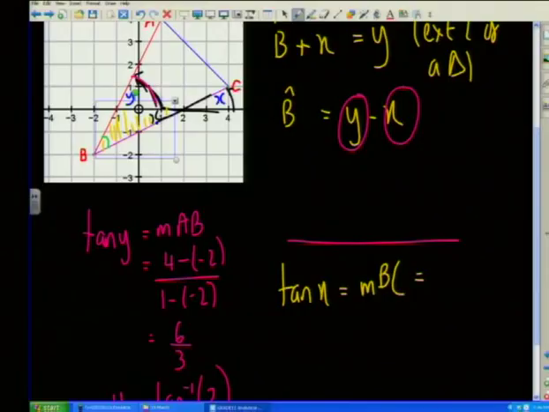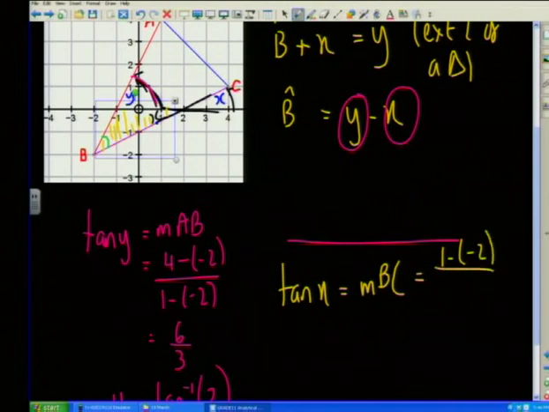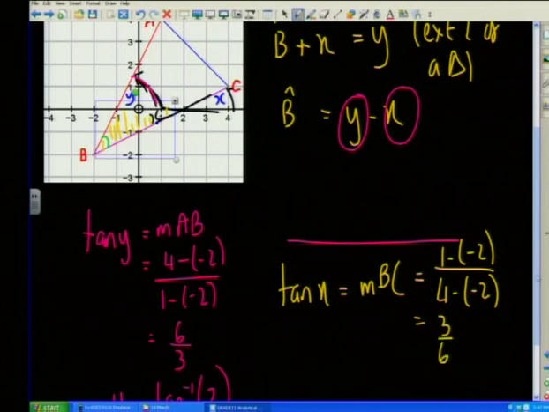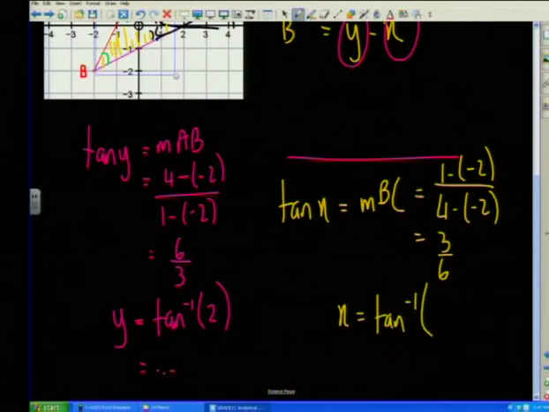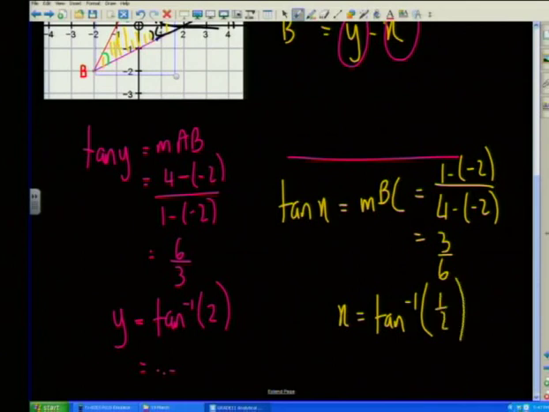And so if I just work it out, the change in Y, it would be Y1. So I've got 1 minus negative 2. And so when I take my X, it's going to be 4 minus negative 2. And so on top, I'm going to get 3 over 6, which then is a half. And so I know that my X value is the tan negative 1. So we say the shift tan, which we prefer to then call the arctan of a half.